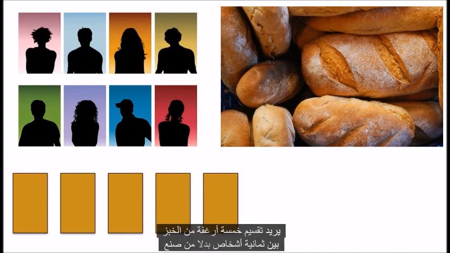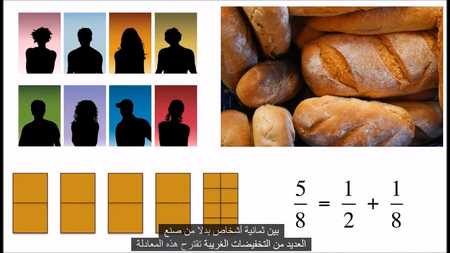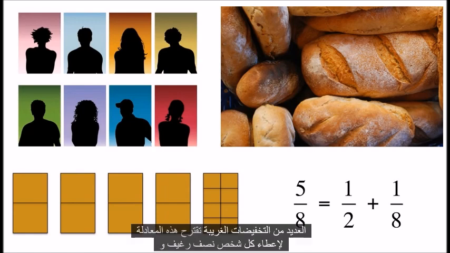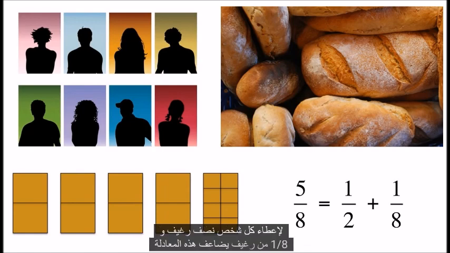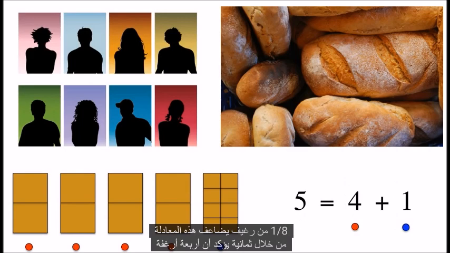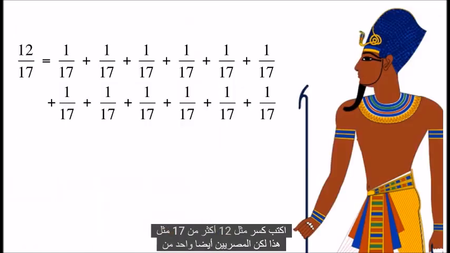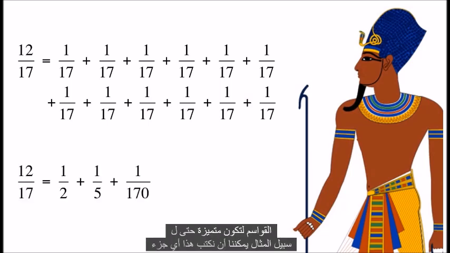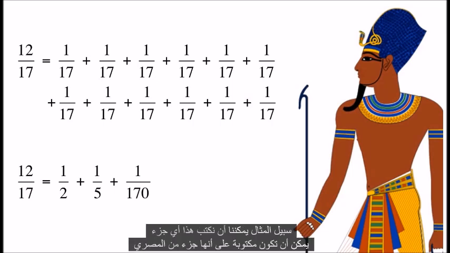Instead of making many strange cuts, this equation suggests to give each person 1/2 a loaf and 1/8 of a loaf. Multiplying this equation by 8 confirms that 4 loaves are divided in half and 1 loaf is divided into 8 pieces. Of course, we could write a fraction like 12/17 like this, but the Egyptians also wanted the denominators to be distinct. So for example, we could write this. Any fraction can be written as an Egyptian fraction.